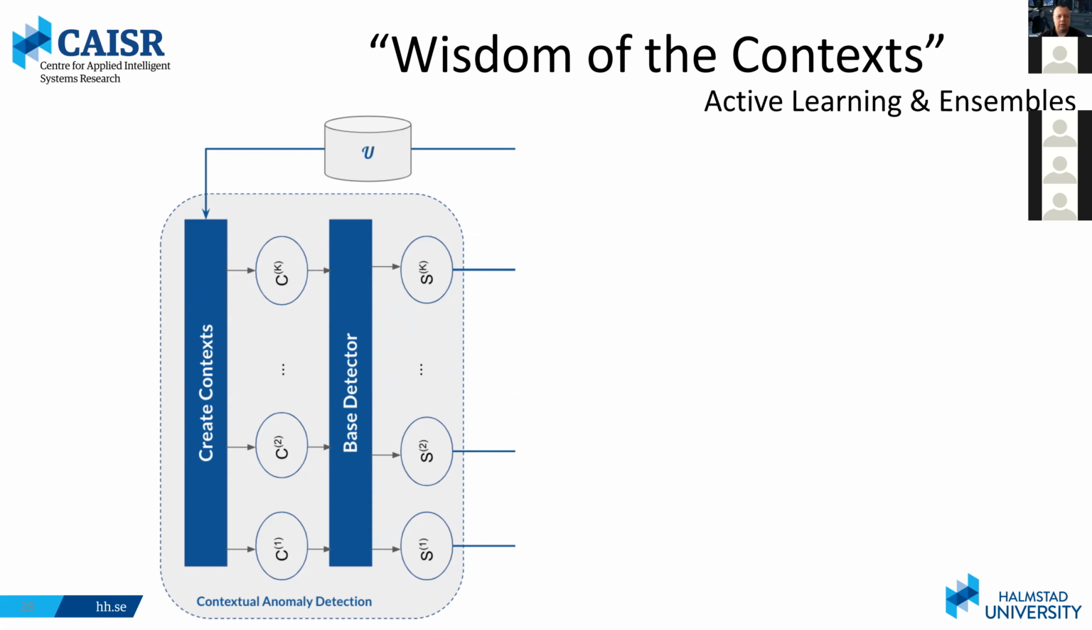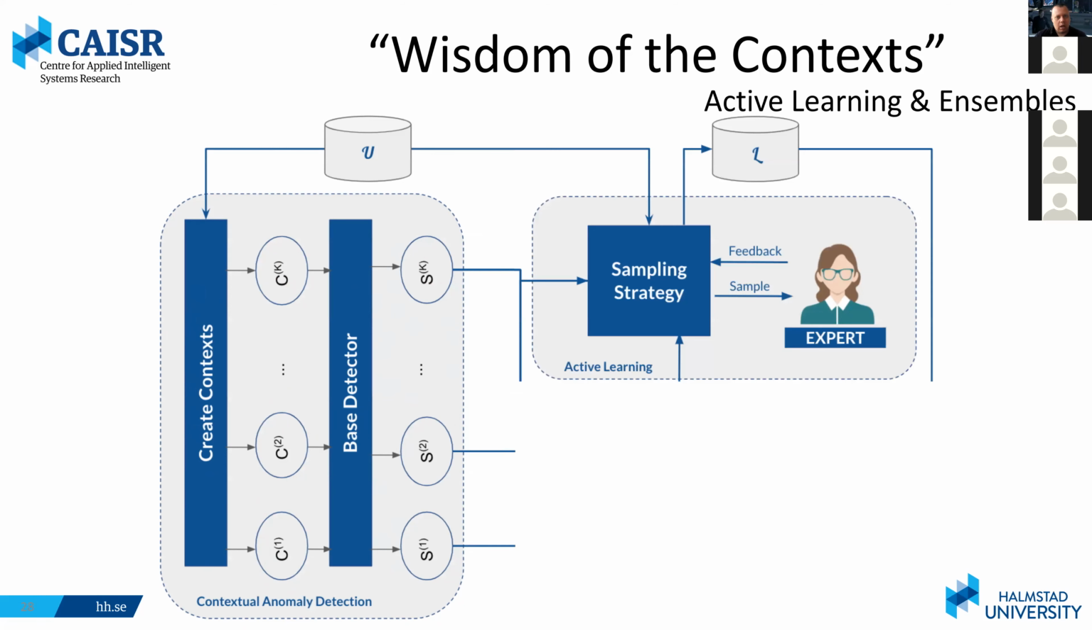So instead of trying to guess this, we are setting it in the active learning context. So we are looking at asking the expert about examples of anomalies, and from their answer, figuring out what type of contexts they are actually interested in. And on top of that, we have this idea of building an ensemble, because with an ensemble of contexts, we can actually detect anomalies better than with any single one.